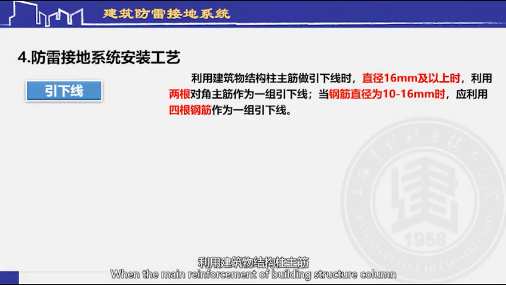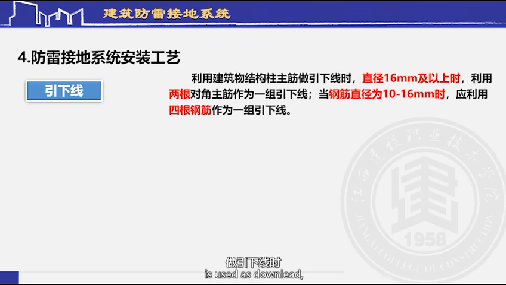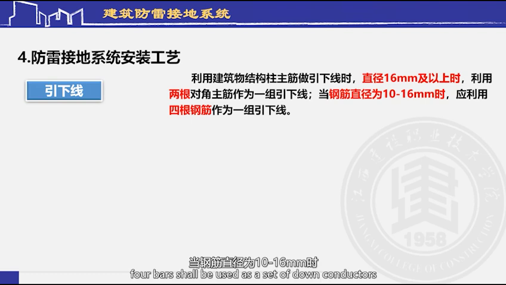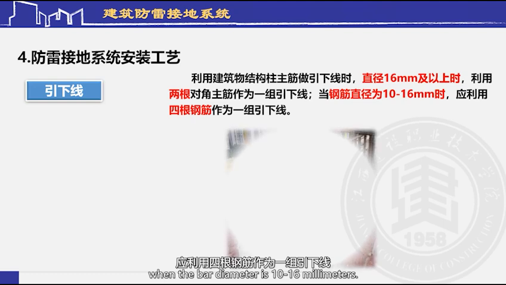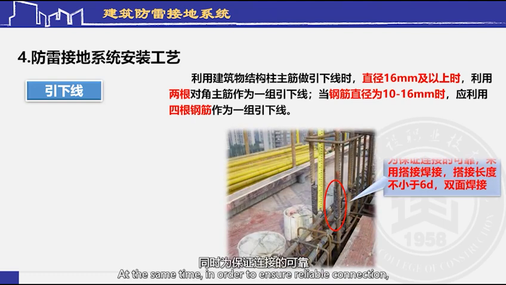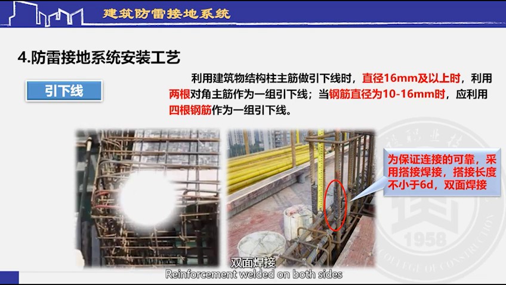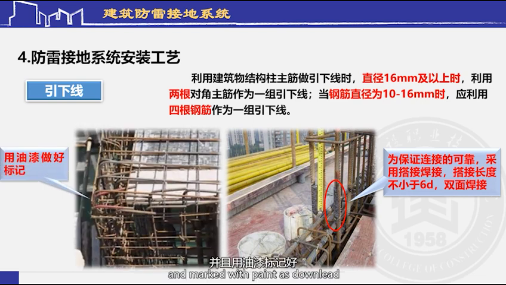When the main reinforcement of a building structure column is used as a down lead, when the diameter is generally 16 mm and above, 2 diagonal main reinforcements are used as a group of down leads. 4 bars shall be used as a set of down conductors when the bar diameter is 10 to 16 mm. At the same time, in order to ensure reliable connection, lap welding is generally adopted, with lap length not less than 6D, reinforcement welded on both sides, and marked with paint as down lead.